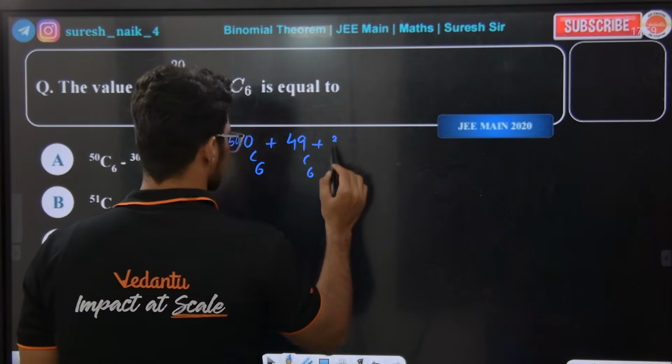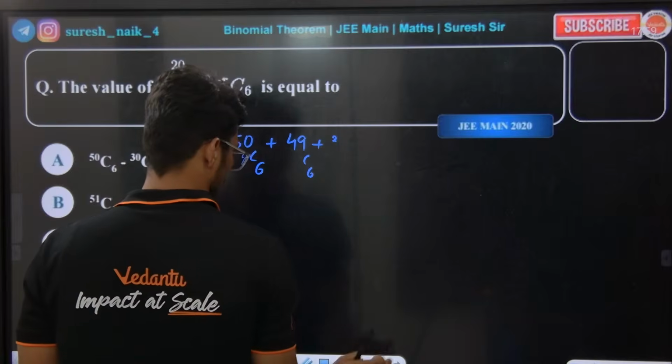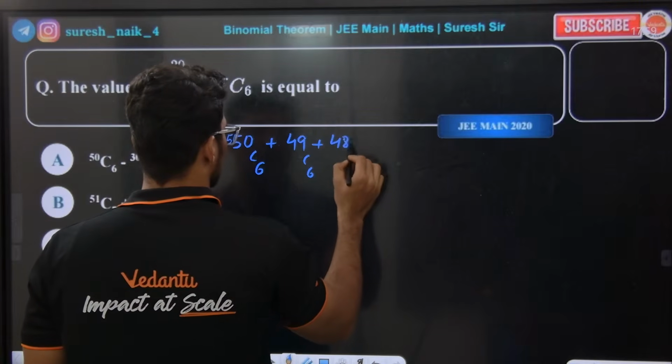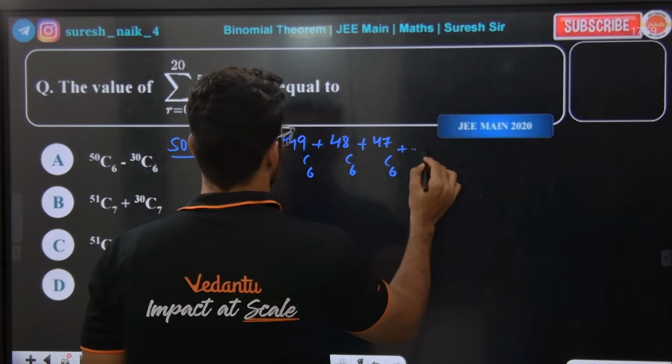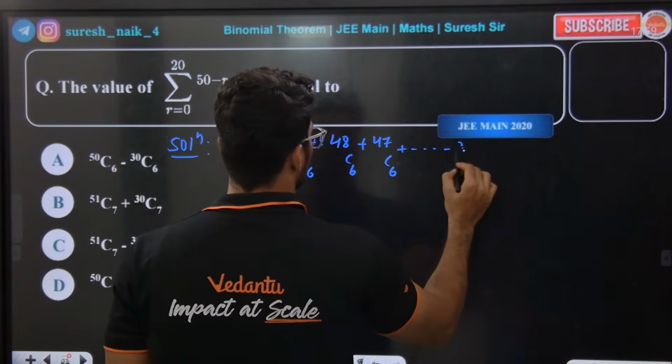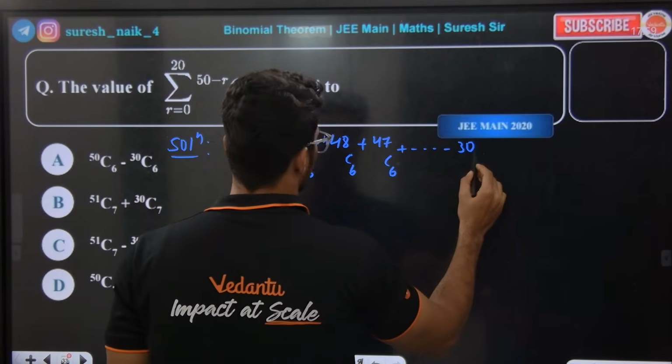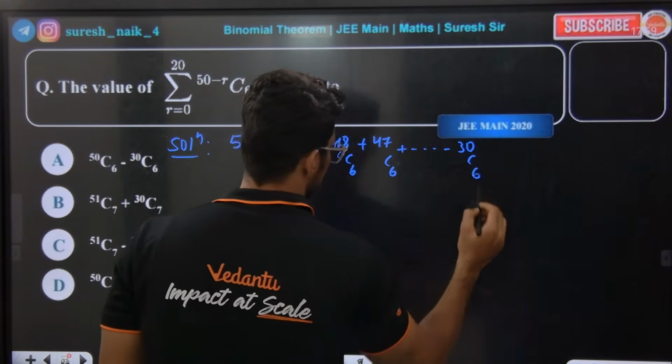Then 48C6, then 47C6, and so on. If I substitute R value 20, 50 minus 20 gives 30C6.